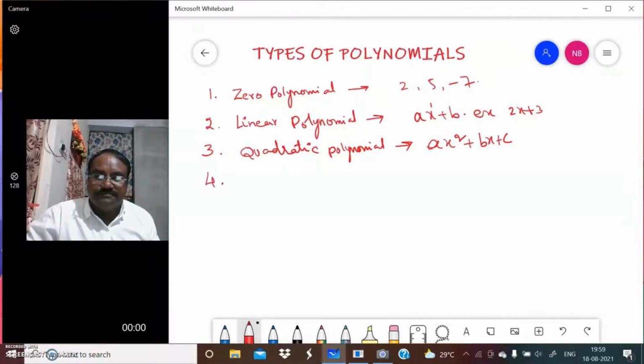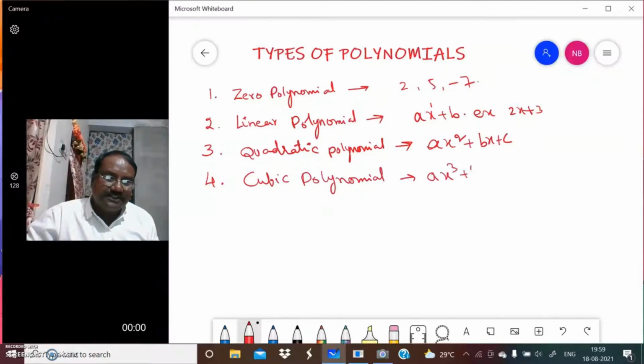Fourth one, cubic polynomial. That is, if the degree of the polynomial is 3, then it is called cubic polynomial. General form of this cubic polynomial is ax cube plus bx square plus cx plus d.